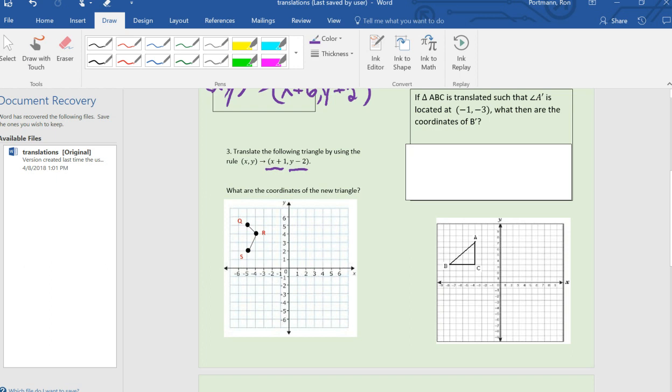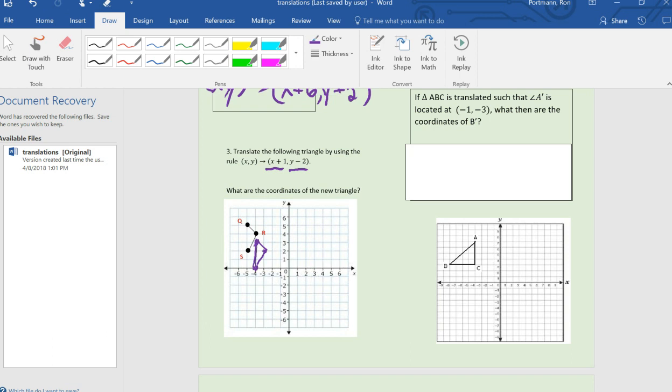All right, number 3, we're going backwards. We have a triangle here. It's QRS, and it's telling us that the rule is x plus 1, y minus 2. So every point that is in that triangle, you're going to go plus 1 to the right. So you're going to go to the right 1, and then you're going to go down 2. Make sure you understand what the question is asking you here. It's saying, what are the vertices? Or what are the coordinates of the new triangle? So you're asking for the new ordered pairs.